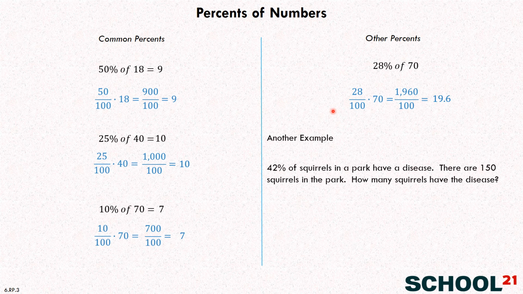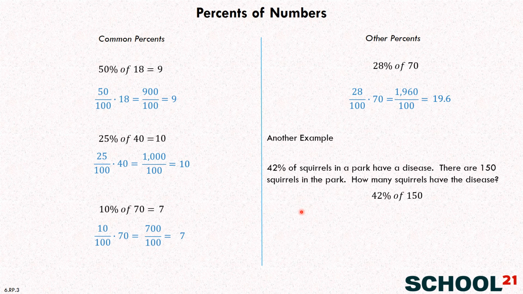Okay, let's look at one more example here. 42% of squirrels in a park have a disease. There are 150 squirrels in the park. How many squirrels have the disease? Okay, so what is the percent that you're trying to find of what number? 42% of 150. Right, so let's go ahead and write that that's what we're trying to find.